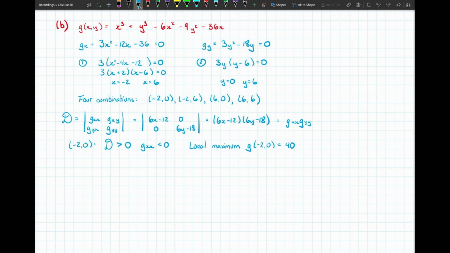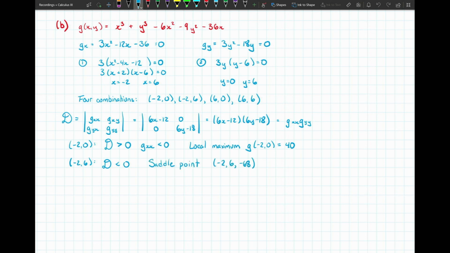Let's go on to the second point, when x is negative 2 and y is 6. This first factor, once again, is going to be negative, but the second factor when y is 6 is going to be positive, and that tells us immediately that the discriminant is negative. There's nothing else that we have to check. We have a saddle point. And when x is negative 2 and y is 6, that gives us a z value of negative 68.